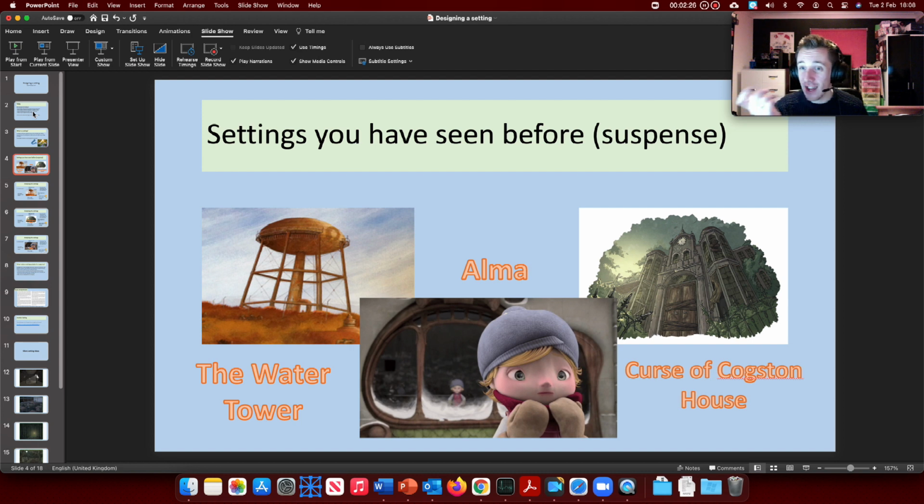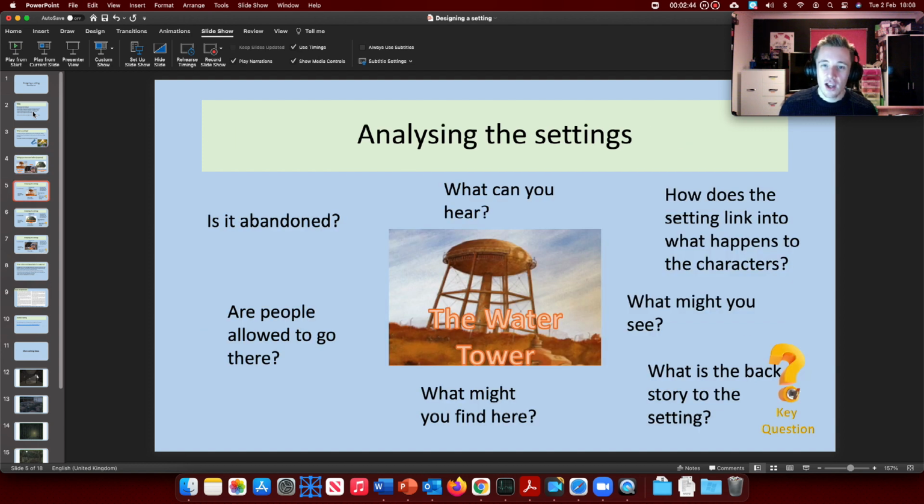And then what you looked at in Year 5, and I know you did a unit on this, was Alma. And Alma is set in a doll shop of sorts, and I know that from looking on Seesaw, some of you have thought about doing a story based in a shop of some kind, and that's absolutely fine. So let's have a look at the settings in detail.